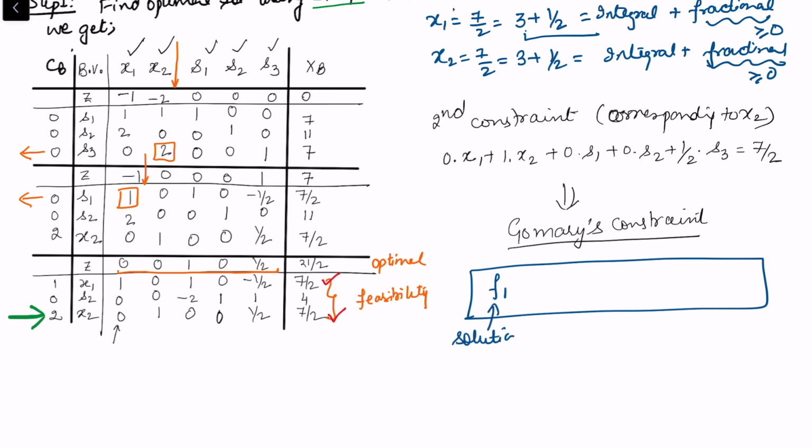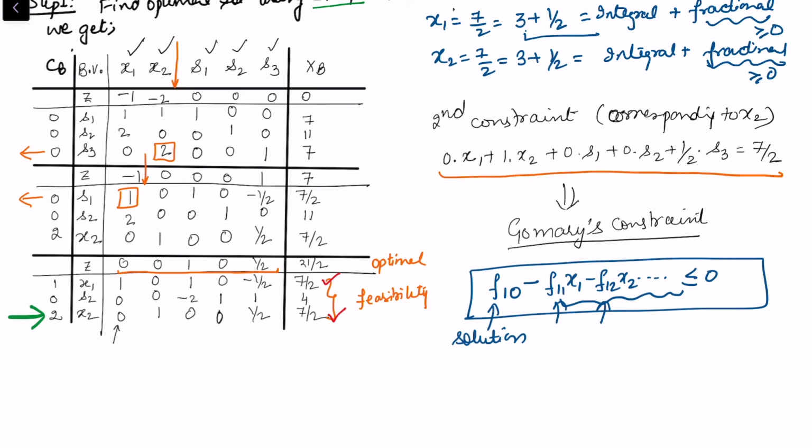This is due to the solution: f of 1 0 minus f of 1 1 into x1 minus f of 1 2 into x2, and we continue like this, less than or equal to 0. These are due to the scalars, so this is the fractional part corresponding to the scalars. Now if you look at this constraint, what are the fractional parts? The Gomory constraint further becomes, this is completely integral, so we are not going to leave it; only half of s3 and the fractional part here remain.